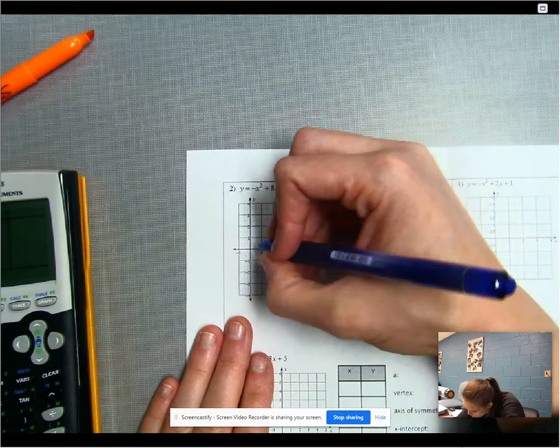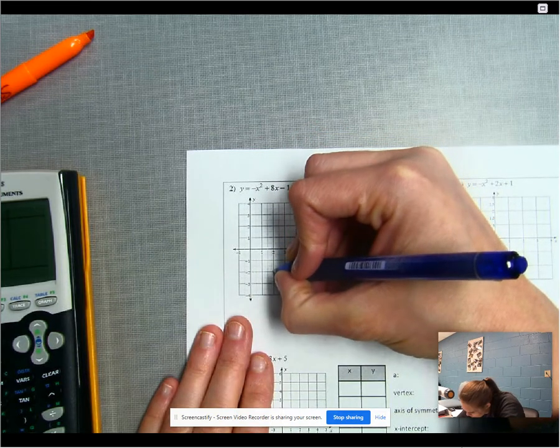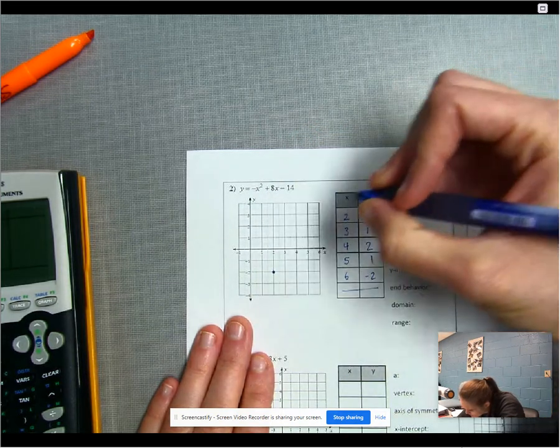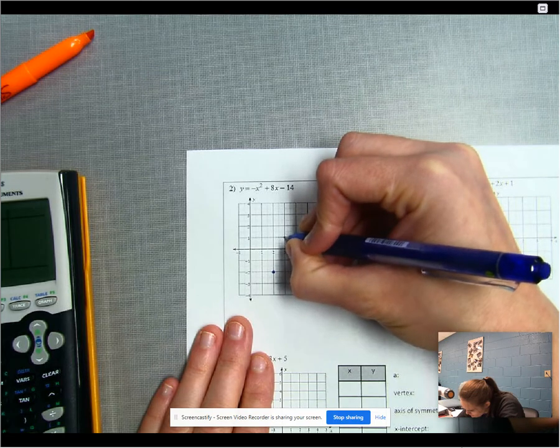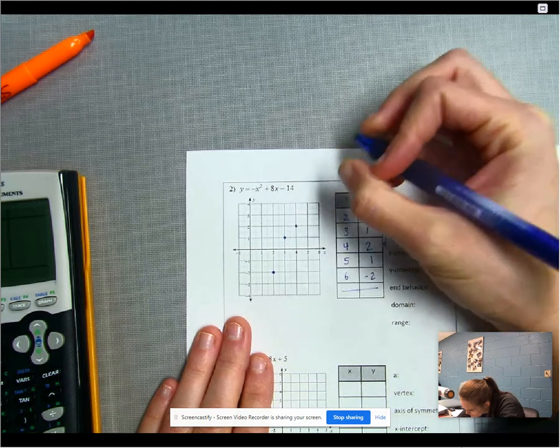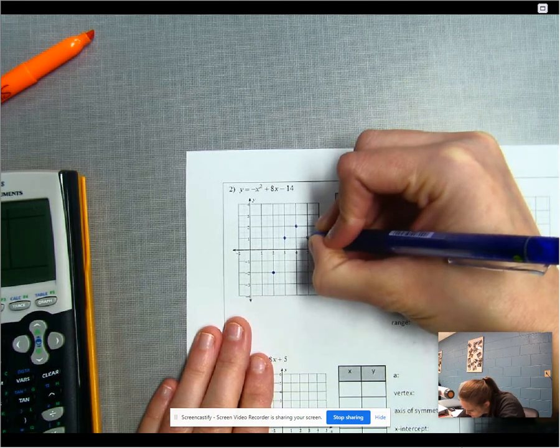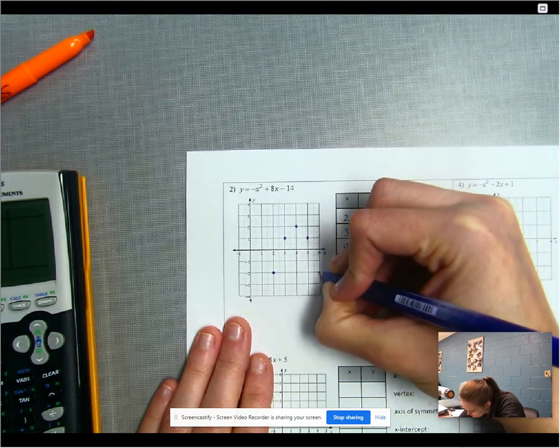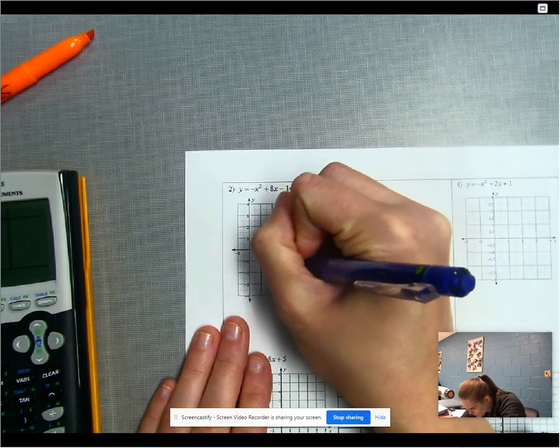All right, 2, negative 2, 3, 1, 4, 2, 5, 1, 6, negative 2. This one's going to have an x-intercept. It's going to have more than 1.